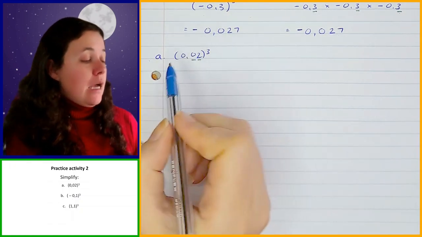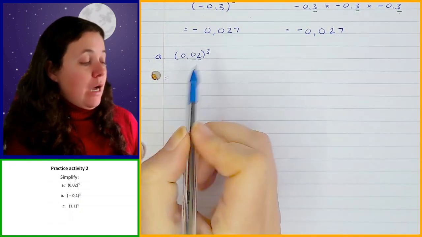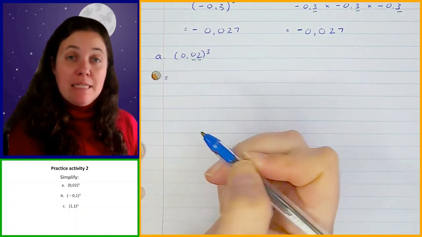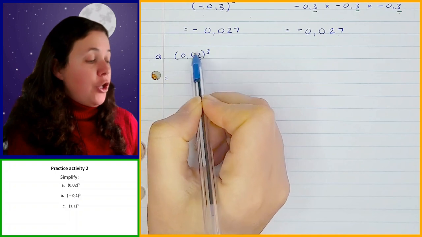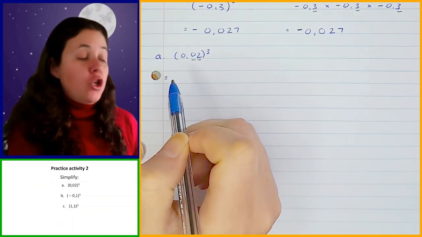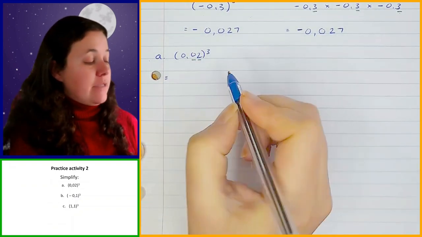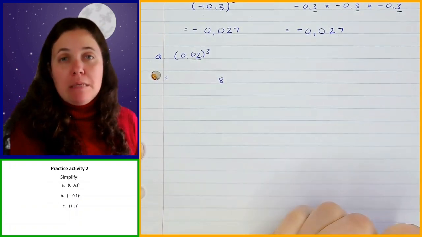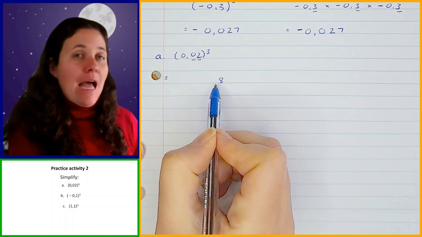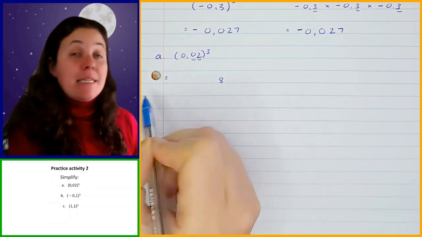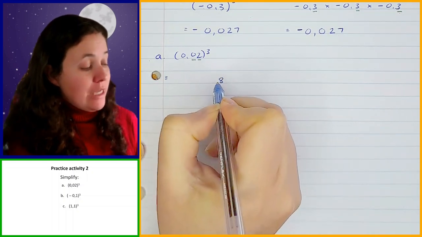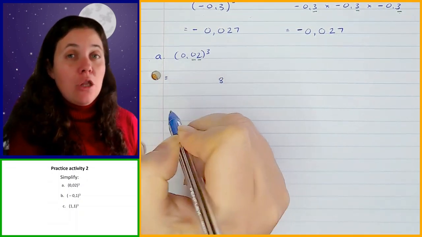Okay? So now I know that I'm going to have a decimal answer, and it's going to have 6 decimal places. I need to cube my 2. 2 cubed is 8. Now 8 is obviously only 1 digit, so it can only be 1 decimal place. I need to have 6 decimal places altogether, which means I need an extra 5. So I'm going to add in zeros to fill in those extra decimal places.